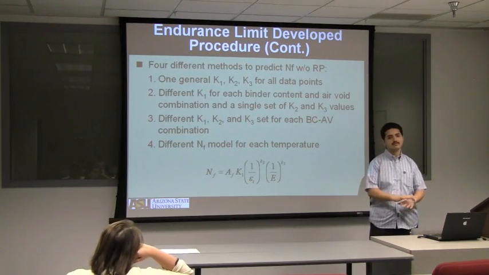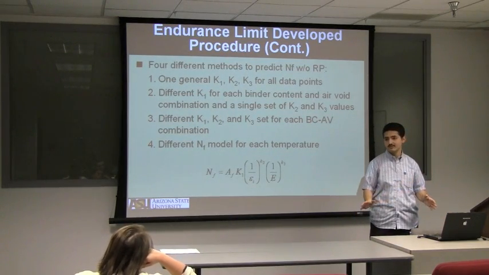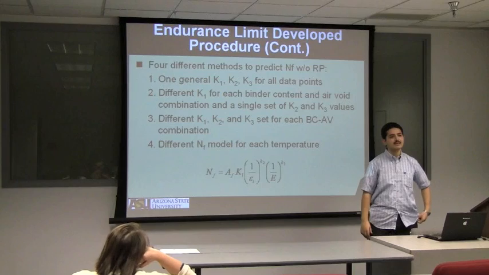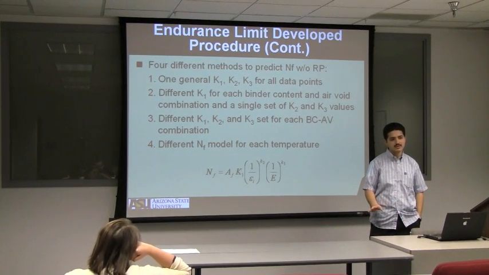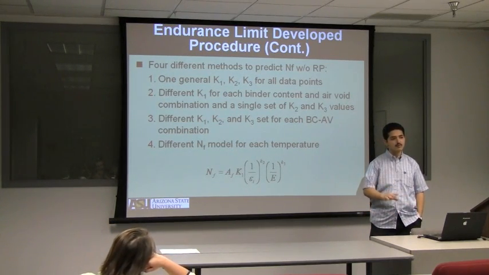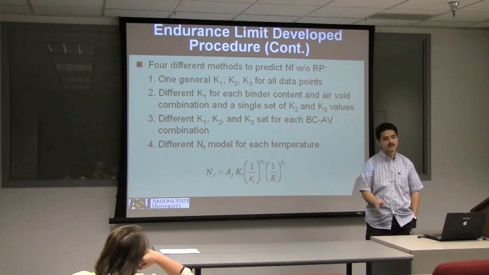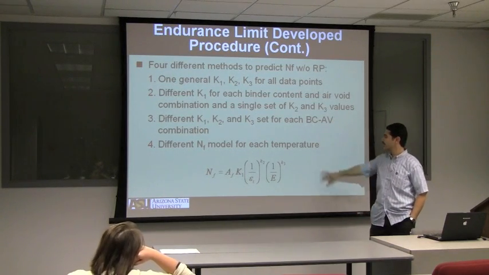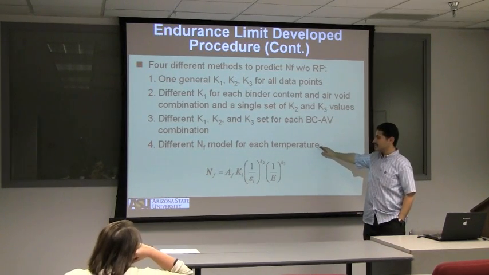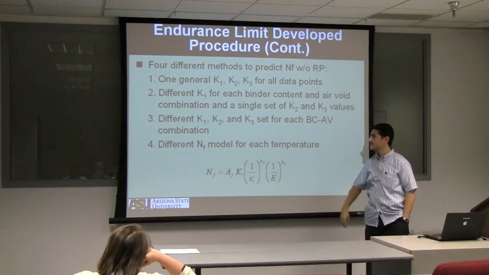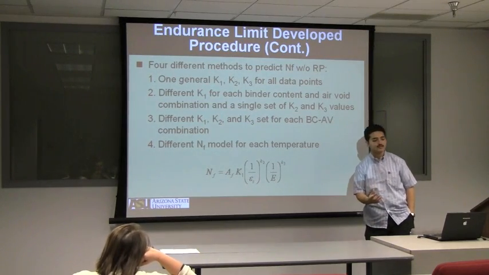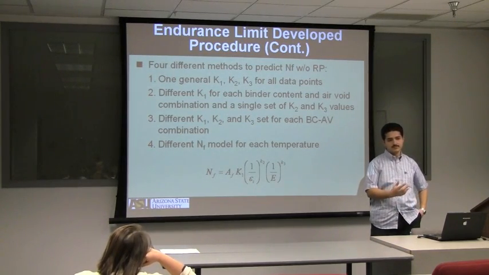And the third option, I said, I'm dealing with totally different mixes. Once I change binder content or air voids, that means they are totally different mixtures, and I'm going to come up with one model for each binder content or air void combination. And the last trial that I did, and this is the one that worked out, was to come up with a different NF model based on each temperature.